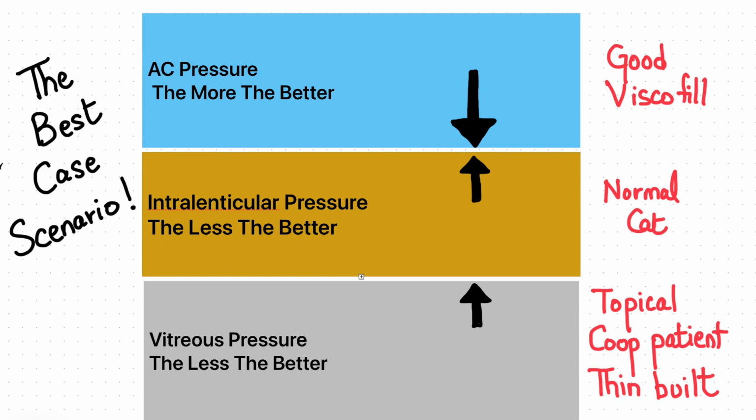Now, I'll straight away jump to the ramifications of these three pressure gradients that you encounter while doing a phaco. A good viscofill increases the AC pressure. A normal cataract has little intralenticular pressure, and when you operate on a patient on topical anesthesia without any block, the patient is very cooperative and does not have a lot of weight, which would increase the external and internal jugular pressure, thereby increasing the vitreous pressure. If both of these chambers and the gradients of the pressures are normal, it will be an easy case for you. The best case scenario would be this, that you have got a good viscofill and you start the rhexis.